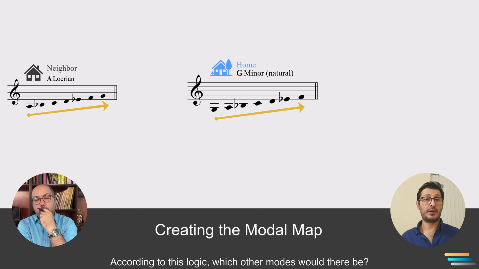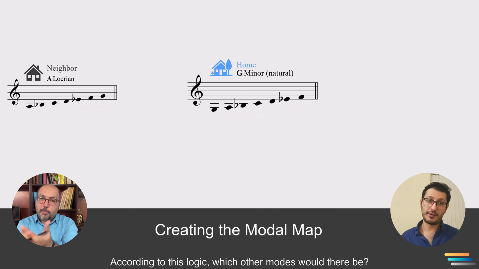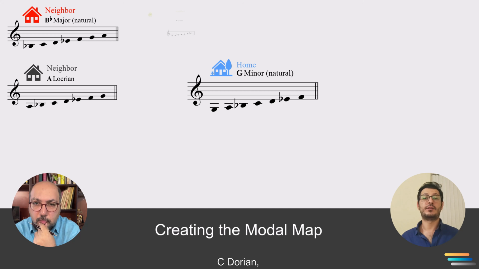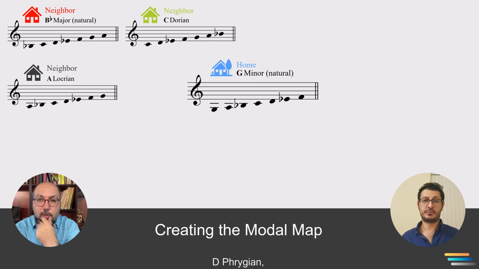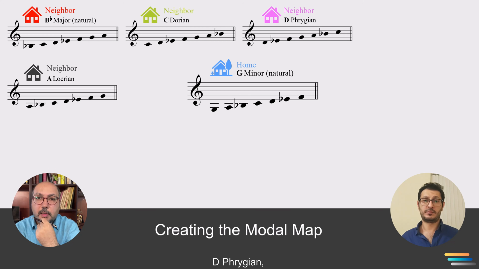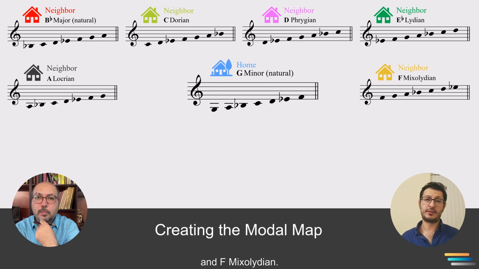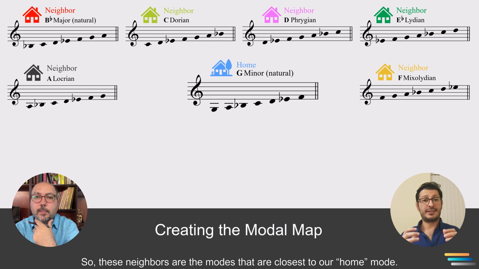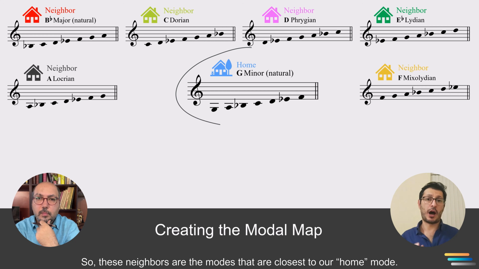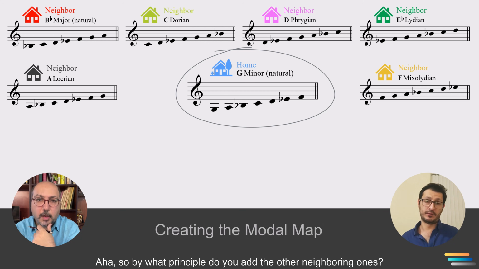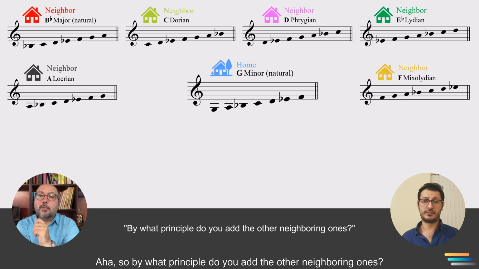According to this logic, which other modes would there be? B flat major natural, yes. C Dorian, yes. D Phrygian, E flat Lydian, yes, and F Mixolydian. So, these neighbors are the modes that are closest to our home mode. Later, we'll add other neighbors as well. So, by what principle do you add the other neighboring ones?